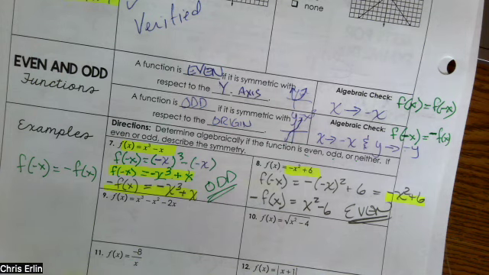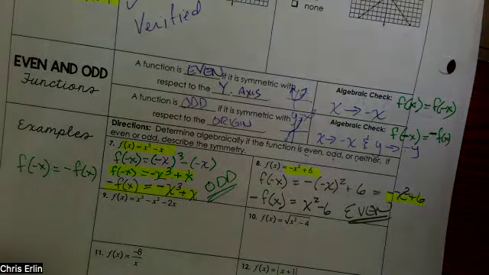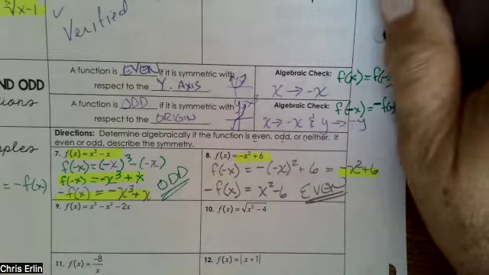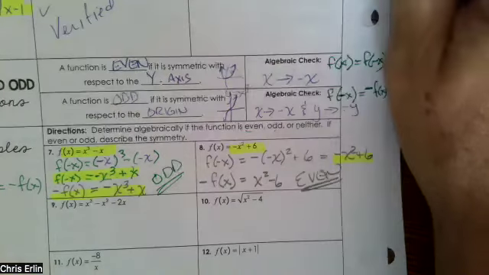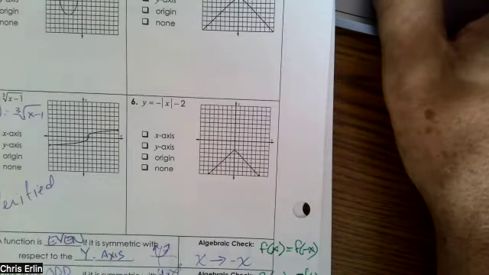Okay, that concludes our discussion on symmetry and even odd functions. Please finish this packet as homework number 5. Wait, what about the other side? Are we doing the other side? Finish the whole packet, please.